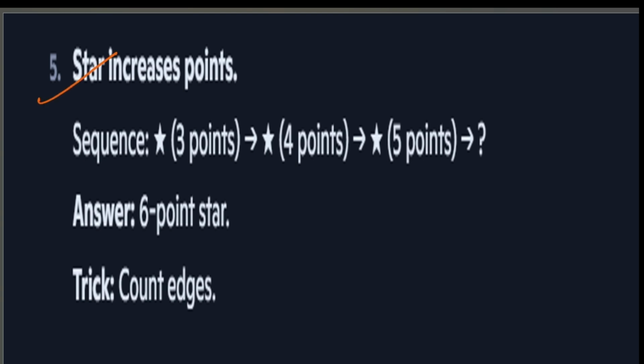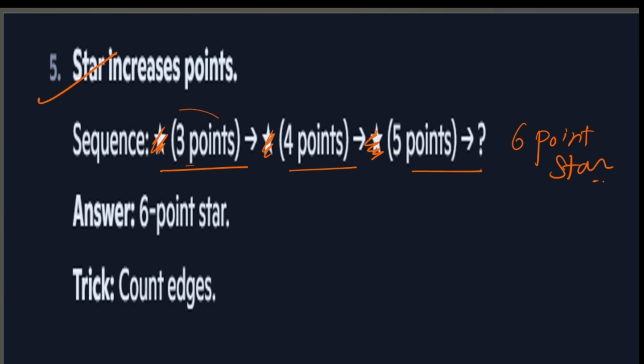Next, star increases points. Sequence. So here, how many points are there, that you have to remember. So basically, if there is a star which has 3 points, then 4 points, then 5 points, then what would be the next star? That would be a 6-point star. So that you have to remember. Here there is another mistake. You can just forget this star.